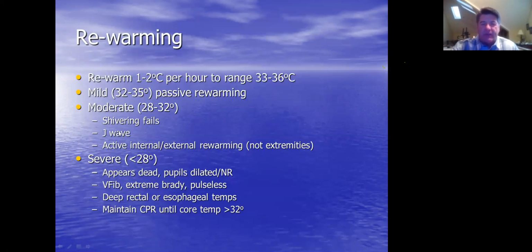Keep in mind that you may see some of these things like J waves. That's kind of a board type of question, when you're taking your exams. But keep in mind that mild, moderate, and severe hypothermia have to do with the degrees, and these are degrees in centigrade.